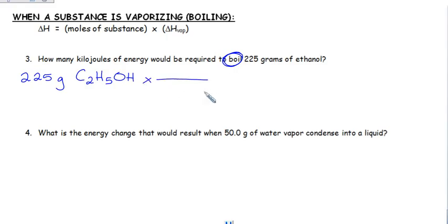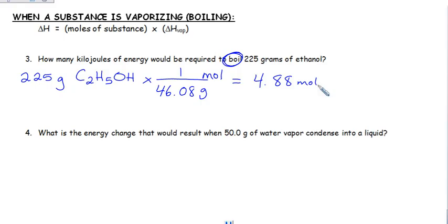We need to get it out of grams and into moles. The periodic table will give me the mass of a mole. We just need to add them all up. 2 carbons. There's really a total of 6 hydrogen and an oxygen. 46.08. We'll divide, and I think we're looking at around 4.88 moles. I'll go 3 sig figs because the original mass was in 3.